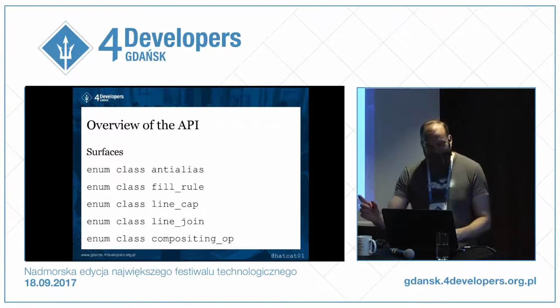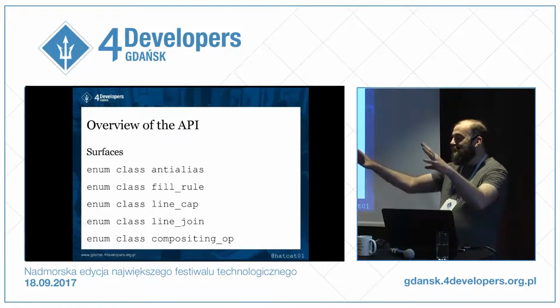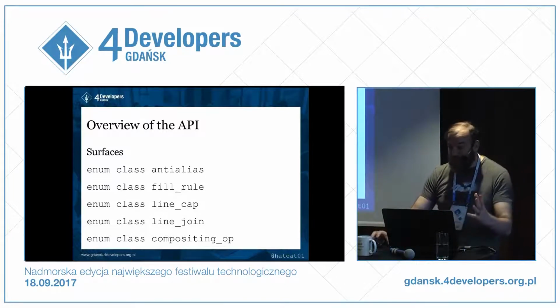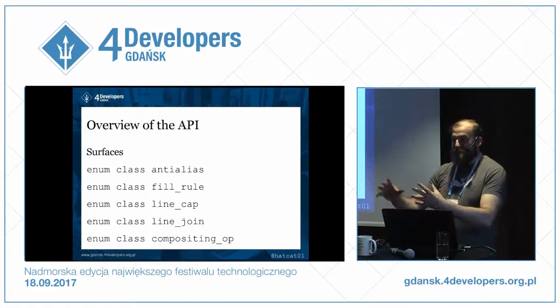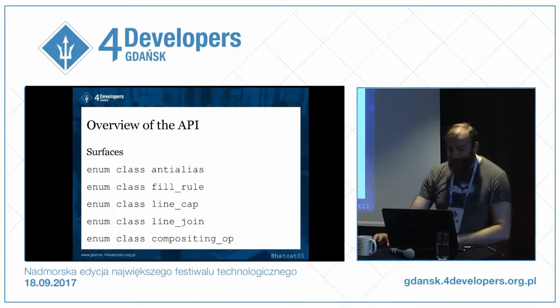We're running short on time. I'm going to race through this. We have the fill rule. We have line cap and line join, what happens at the end of lines and what happens when they join up. We have compositing operations, the mathematical formulas for dealing with overlap when things get together.